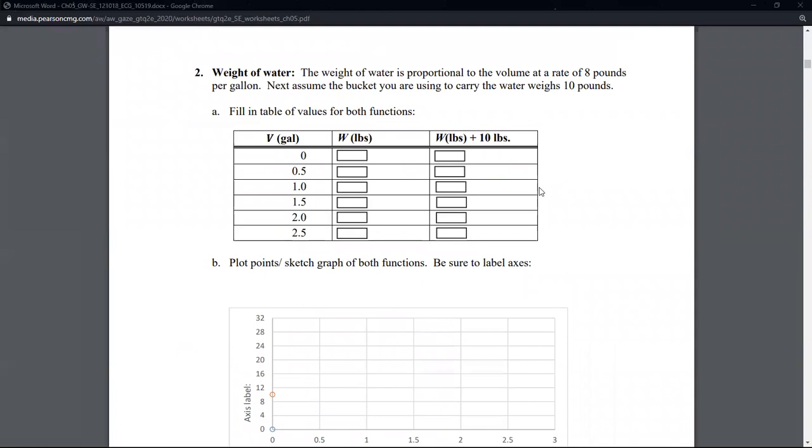Weight of water. The weight of water is proportional to the volume at a rate of 8 pounds per gallon, and this is true. Water weighs 8 pounds a gallon. So if you have 1 gallon of water, that would weigh 8 pounds if you put just the water on a scale. Or if you had 2 gallons of water, that would weigh 16 pounds. Or if you had 3 gallons of water, it would weigh 24 pounds. And that's proportional. If you double one, the other doubles.